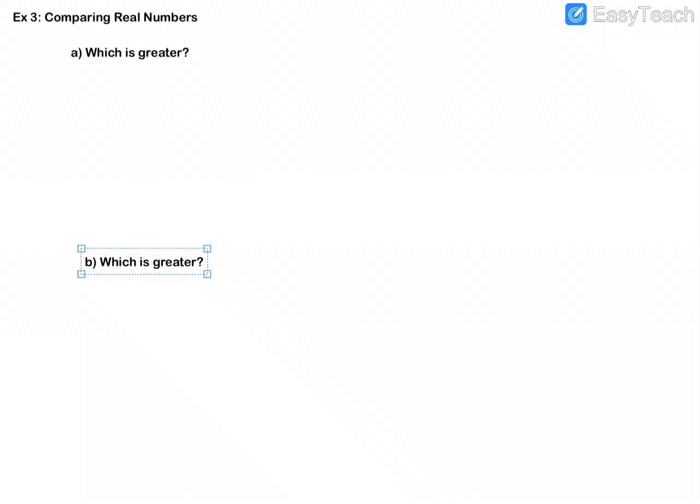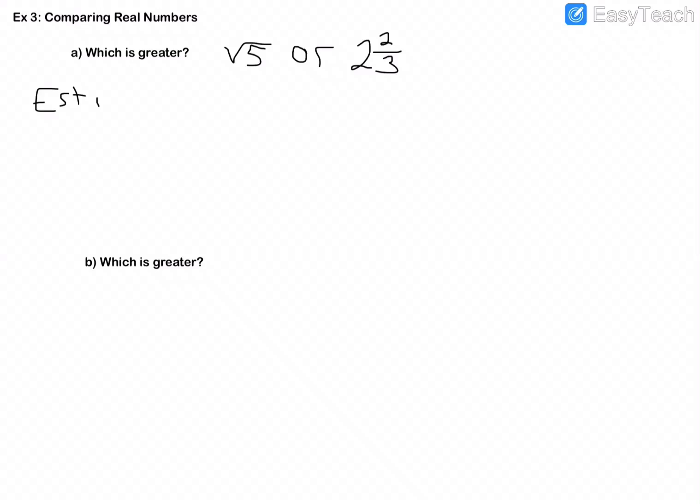So, comparing real numbers, which is greater, square root of 5 or 2 2/3? So the first thing we need to do is approximate or estimate what the square root of 5 is. Estimate the square root of 5.